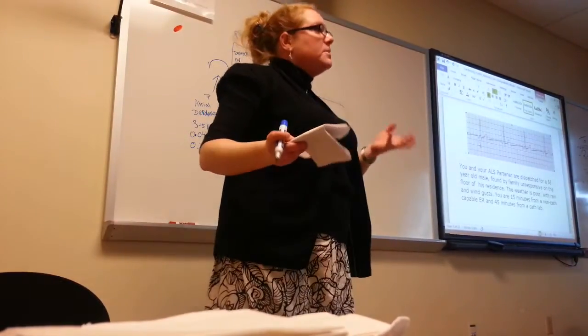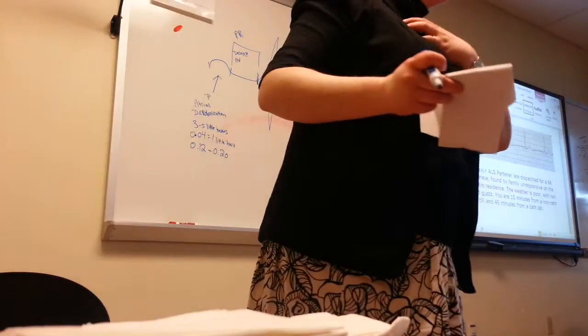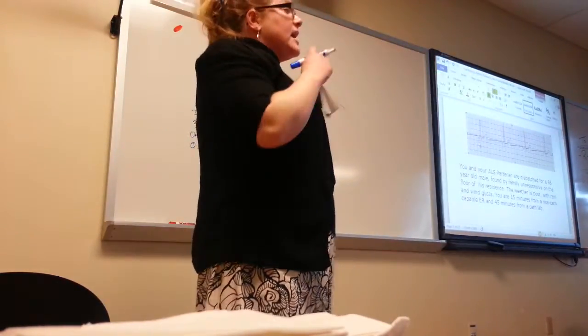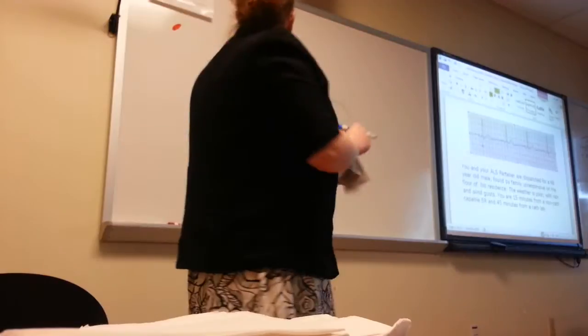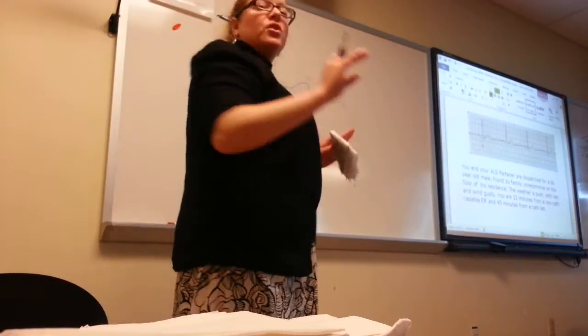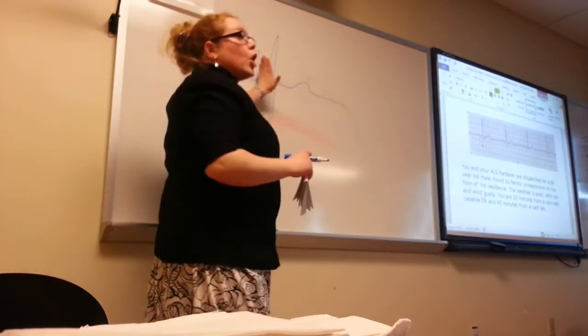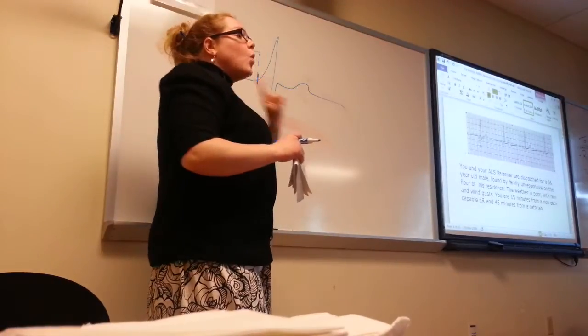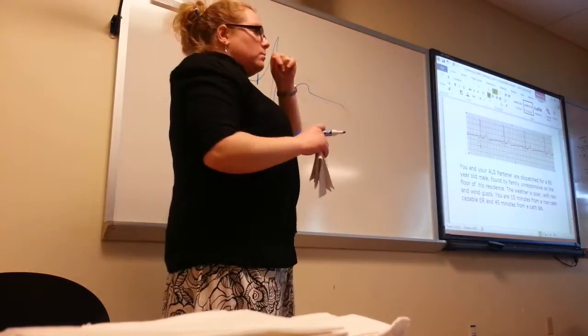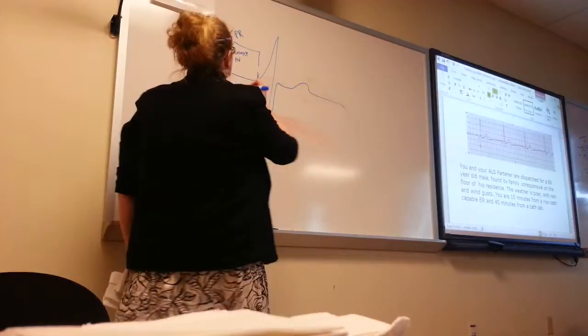Okay, that makes sense, right? Because I have a longer delay right there at that junction. That's why we call them an AV block. So anytime you're thinking block, you're looking at your PR intervals. All right, what is a normal PR interval? 0.12 to 0.20.